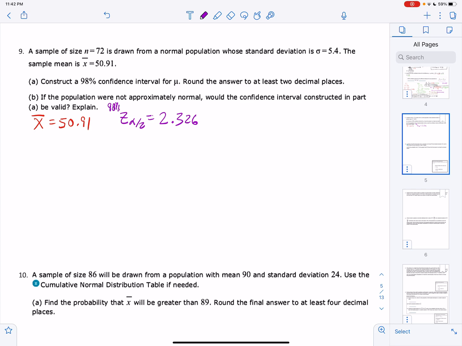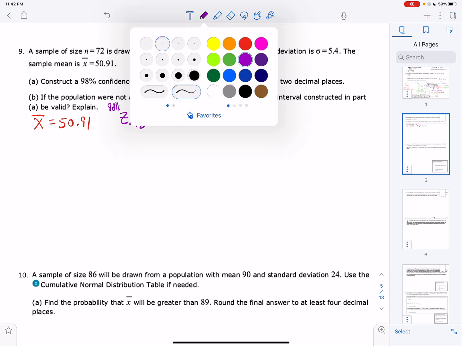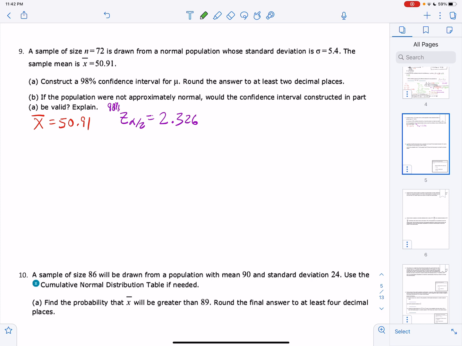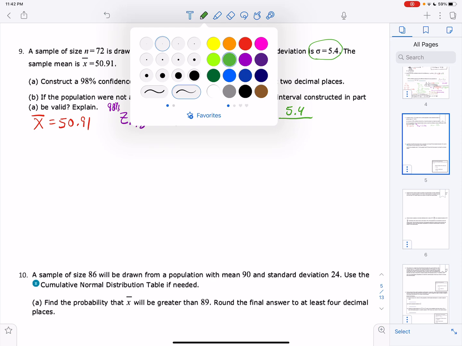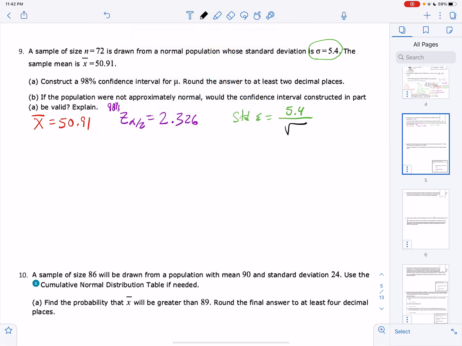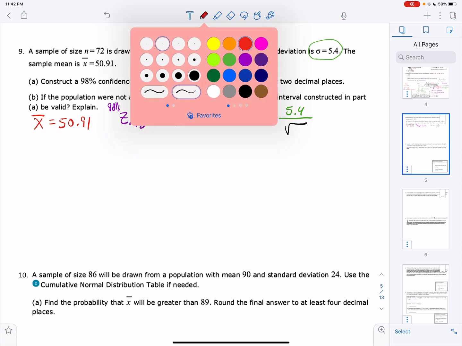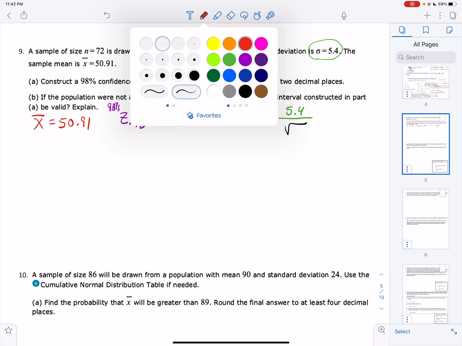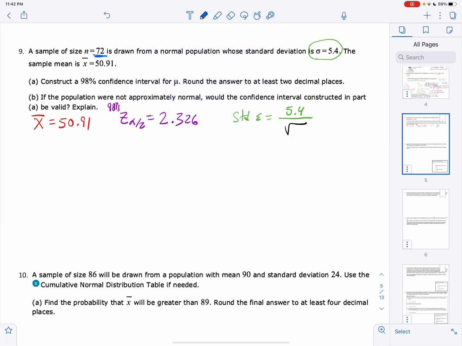Now what do we need? We need our standard error. This is what we did before, but these problems are definitely much more simplified. The standard error is easier because it's just going to be our sigma, the population standard deviation, of 5.4 divided by the square root of our sample size. The sample size they told us, we'll do that in blue, was 72.